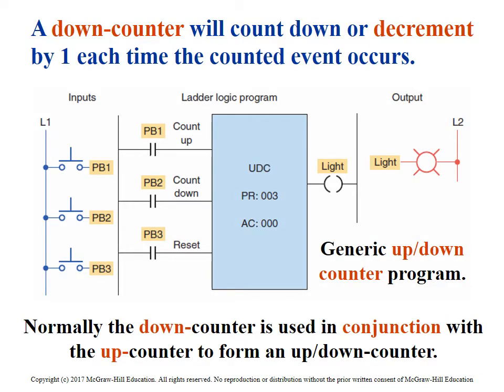The down counter. Okay, so now we're basically doing the same thing as counting up, except we're counting down. The one thing we have to be aware of on the down counter, though, is that the down counter does not reset to a new preset value. You hit the reset on a down counter, and it resets the accumulated value not back to the value of the preset. It resets it to 0.